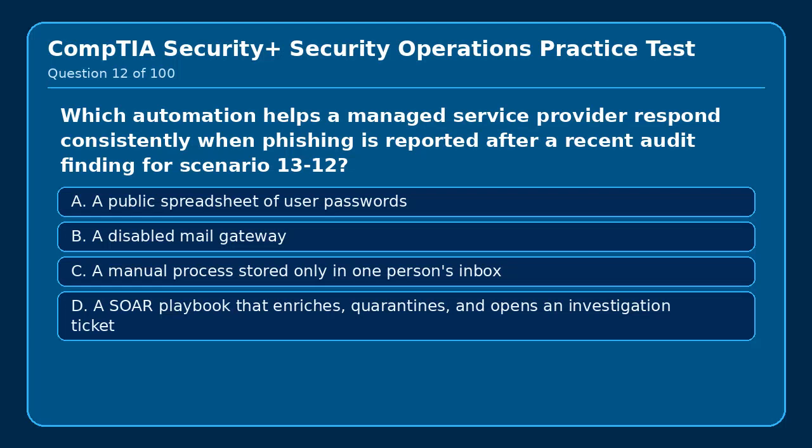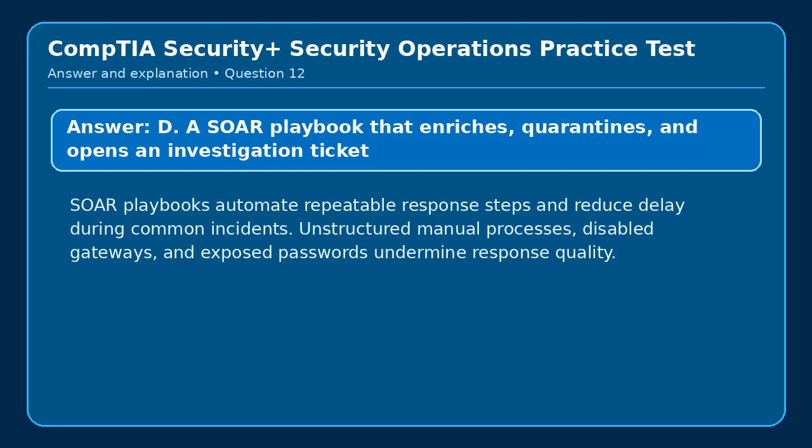Take a moment to choose your answer. The answer is D. A SOAR playbook that enriches, quarantines, and opens an investigation ticket. SOAR playbooks automate repeatable response steps and reduce delay during common incidents. Unstructured manual processes, disabled gateways, and exposed passwords undermine response quality.